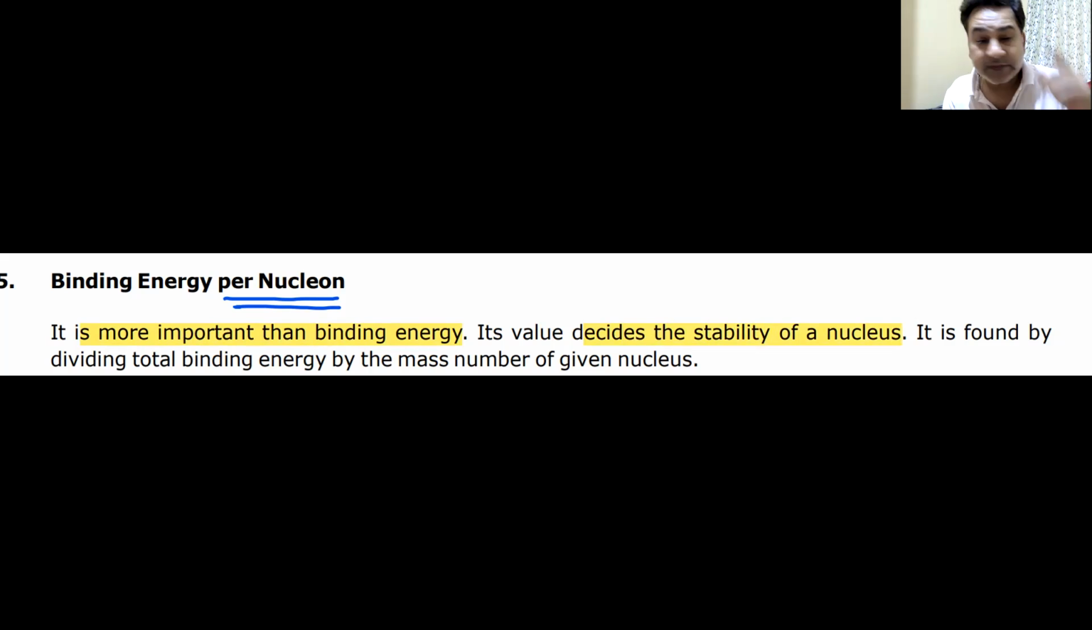How stable is the nucleus? And how do you get this binding energy per nucleon? It is found by dividing the total binding energy by the mass number. When I say mass number, that means the total number of nucleons. Do we understand this? Yes, sir. Please note this down, because once you note it down, we shall move on.